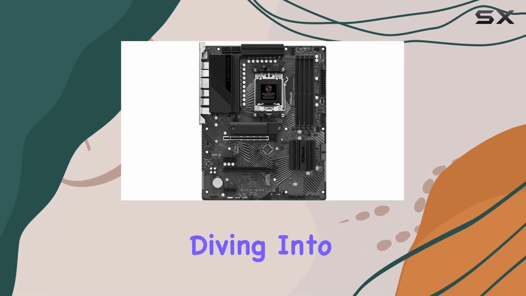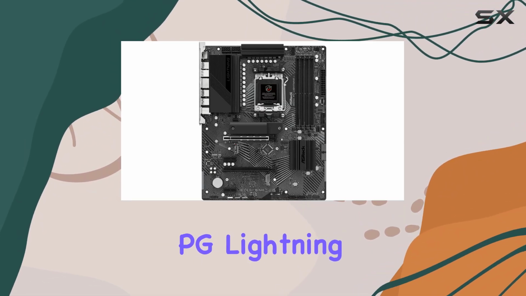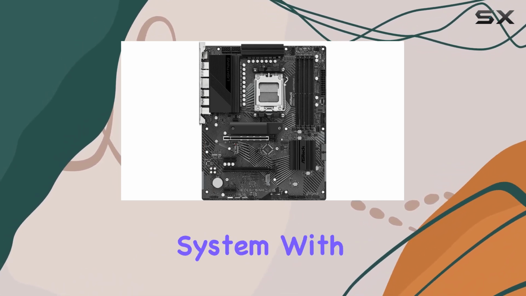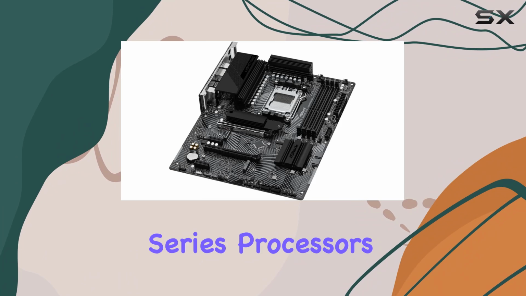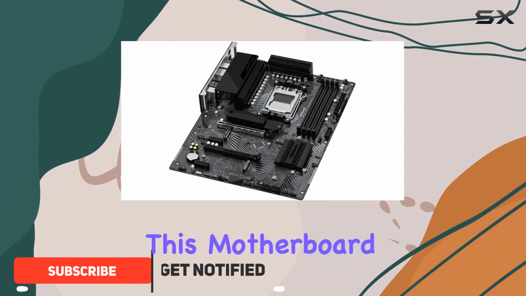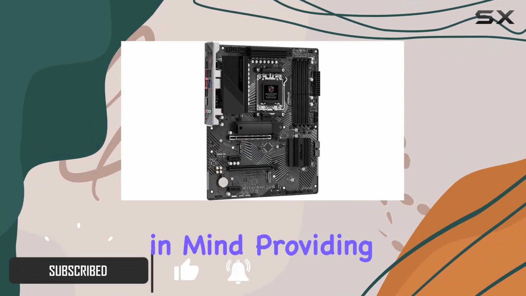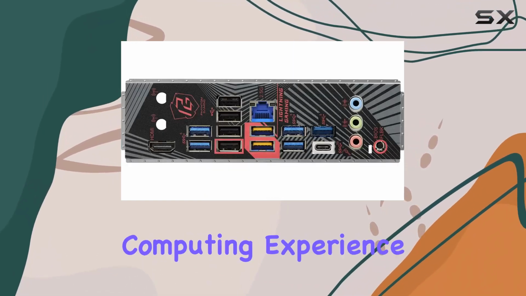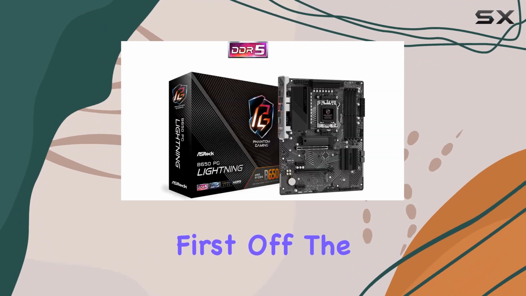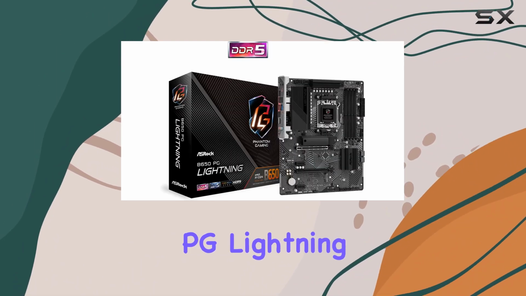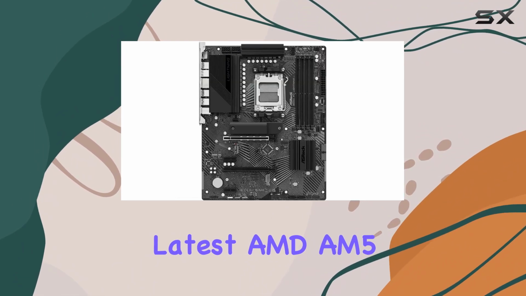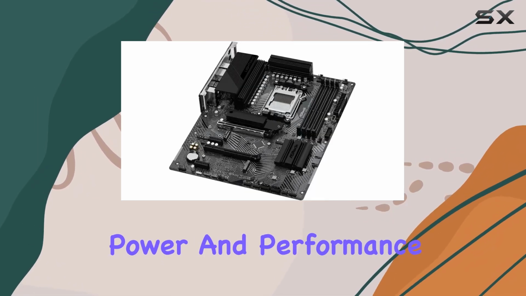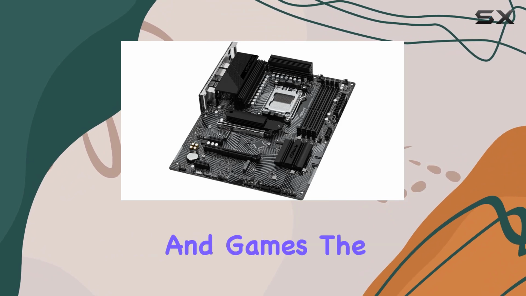Today, we're diving into the ASRock B650 PG Lightning motherboard, an exceptional choice for anyone looking to build a high-performance system with AMD Ryzen 7000 series processors. This motherboard is designed with gamers and enthusiasts in mind, providing robust features and solid build quality to ensure a top-notch computing experience. First off, the ASRock B650 PG Lightning supports the latest AMD AM5 Ryzen 7000 series processors, ensuring you have the power and performance needed for demanding applications and games.